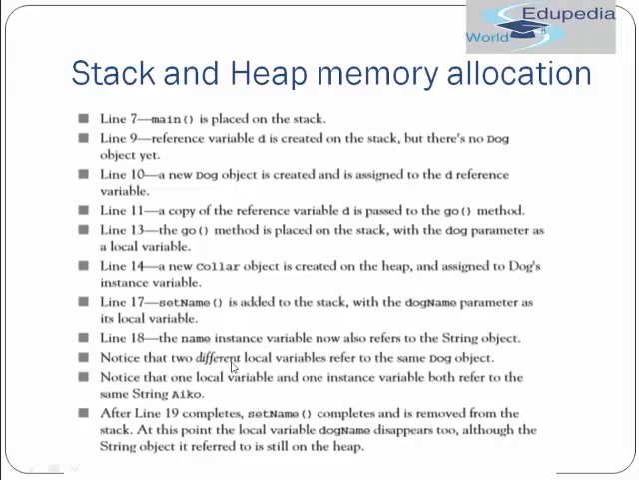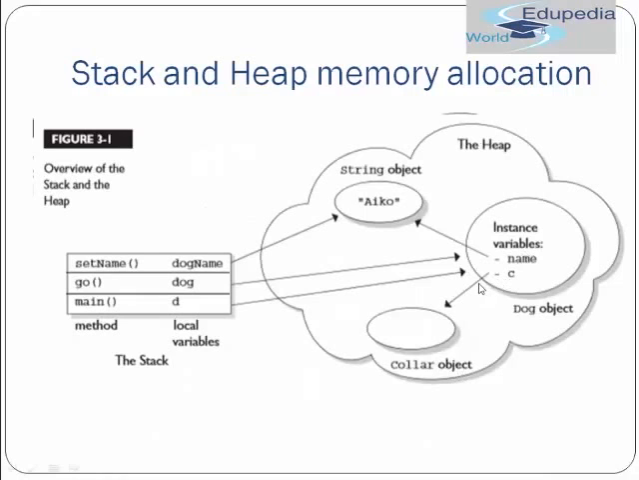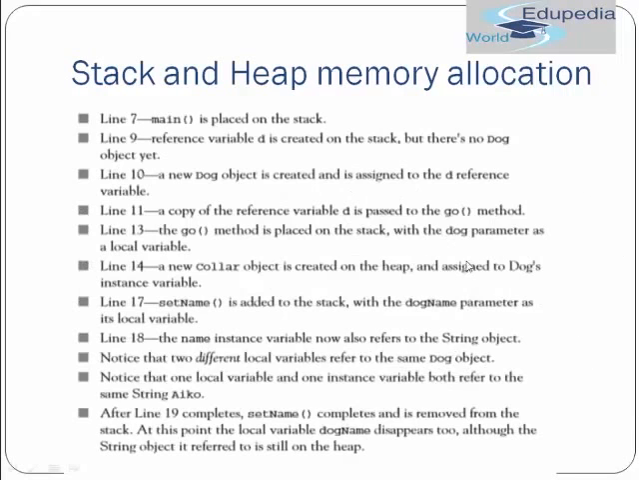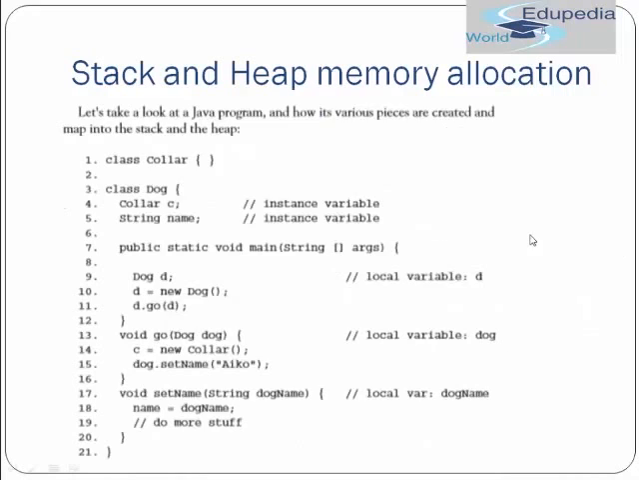Notice that the two different local variables refer to the same dog object. So this is the dog object, and how are two local variables referring to it? One is d, which refers to the dog object, and there is another dog which is also referring to the same dog object. How is this done? Because when we are passing it, we pass d over here and dog takes it over here. So both d and dog are actually referring to the same object.